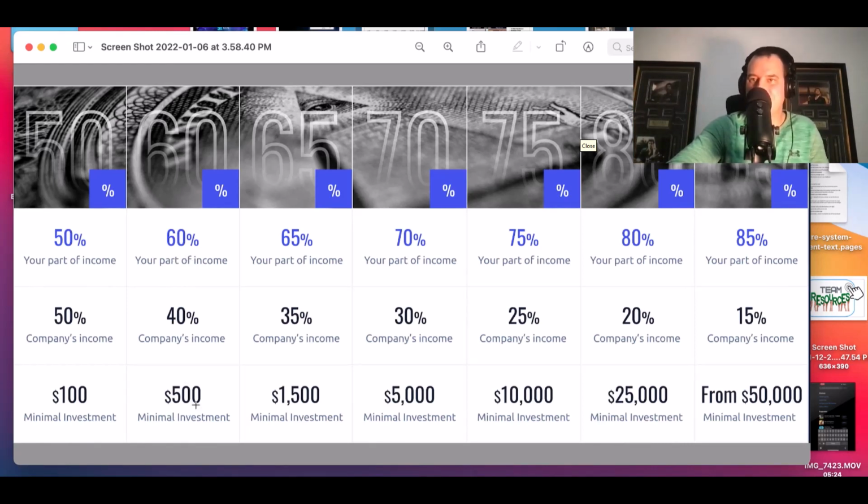Your investment does not expire. That's another question people always have: does my investment expire? Like if I fund $1,500 into the system and get myself to this level, which is 65% of the profits, and the company's making 35% off my investment, and I make $1,500 or $2,000 back, do my investment funds expire? And the answer is no, it doesn't expire.